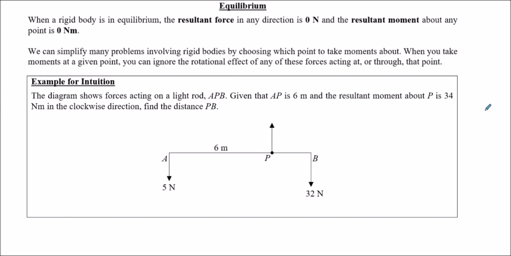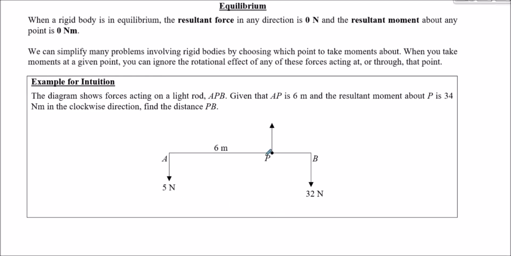So let's now have a look at an example which is fairly intuitive, an example for intuition. This diagram here shows forces acting on a light rod APB. Given that AP is 6 meters and the resultant moment about P is 34 Newton meters in the clockwise direction, find the distance from P to B. So let's consider this one carefully together and see if we can get it correct.